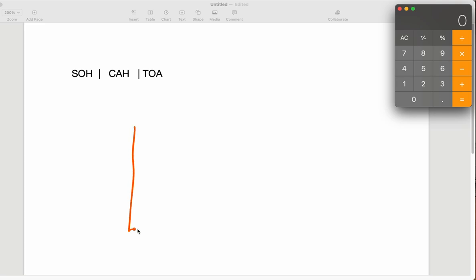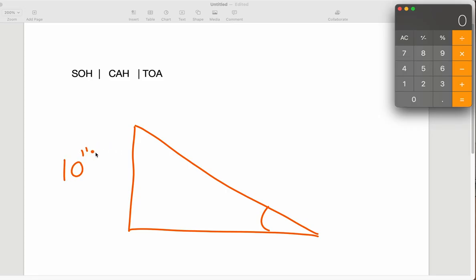Here we have a triangle, and we're going to look for this angle. This side is 10 inches, this side is 12 inches. First off, what are we looking for? We're trying to figure out this angle here. Opposite of this angle is 10 inches, adjacent to that angle is 12 inches.